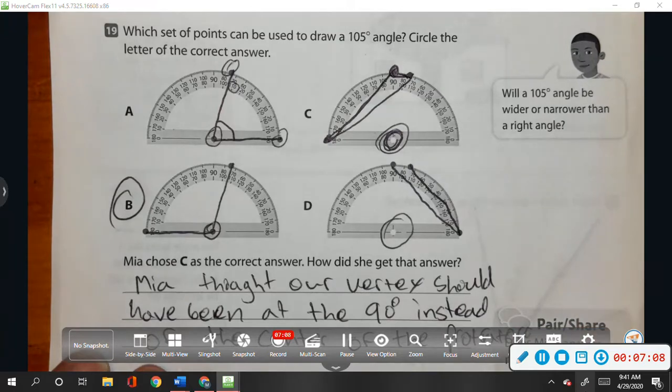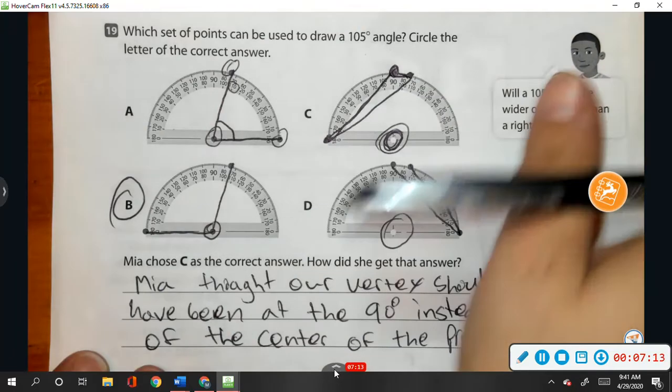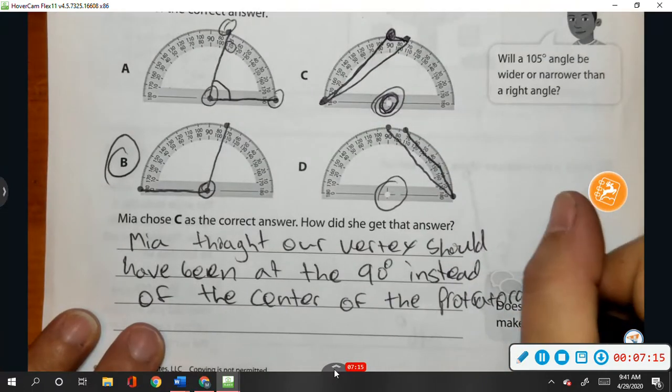Protractor, I ran out of room. Let me move this so you can see this. If I'm going too fast, you can always pause the video. Here we go.